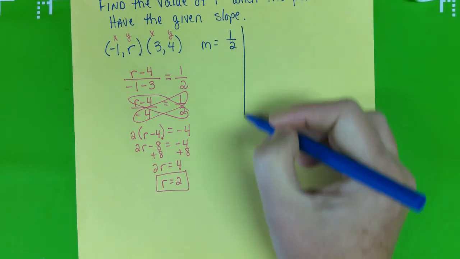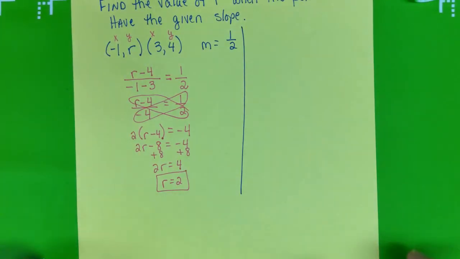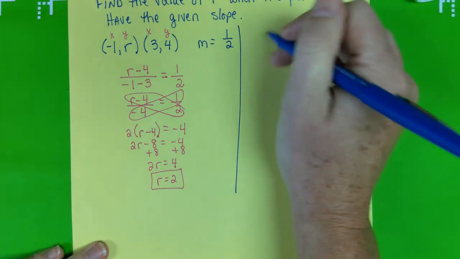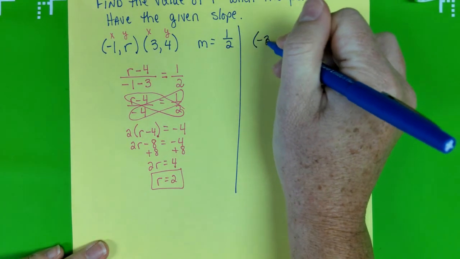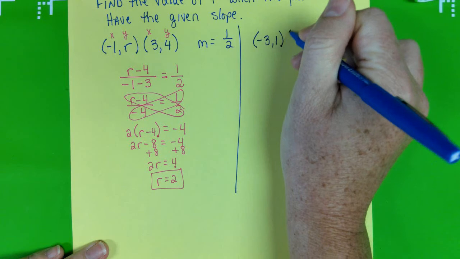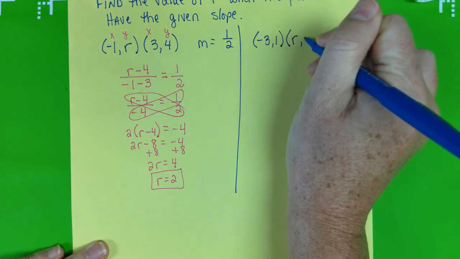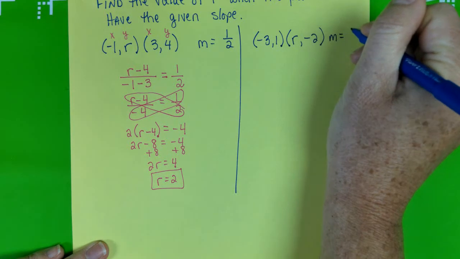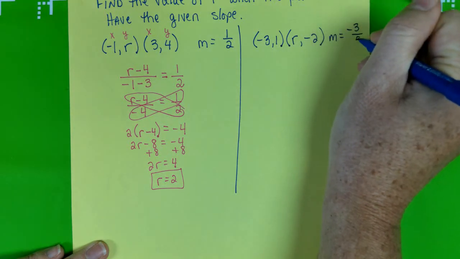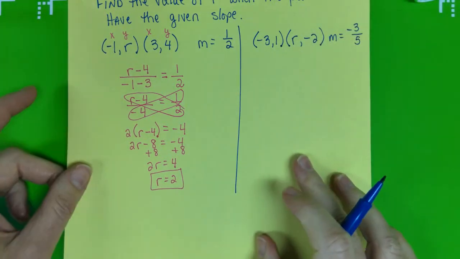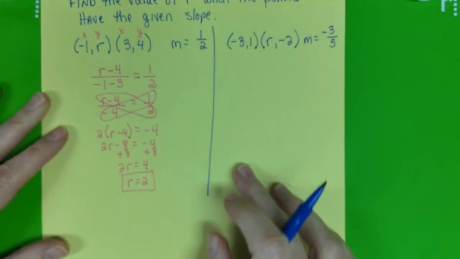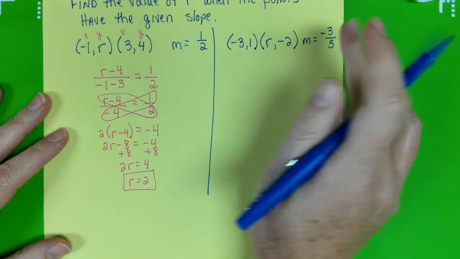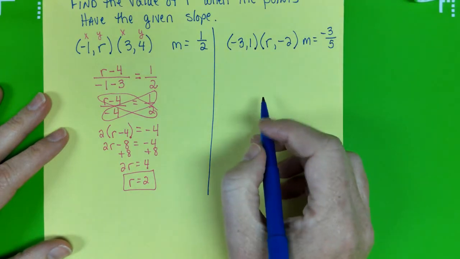Okay, I'm going to go ahead and do another problem right next to it, since I've got some space. This time, I want us to use the points (-3, 1) and (R, -2), and our slope is going to be -3/5. Now one comment I want to make is when we have a negative slope, just put the negative sign on one number or the other. It doesn't matter which one.